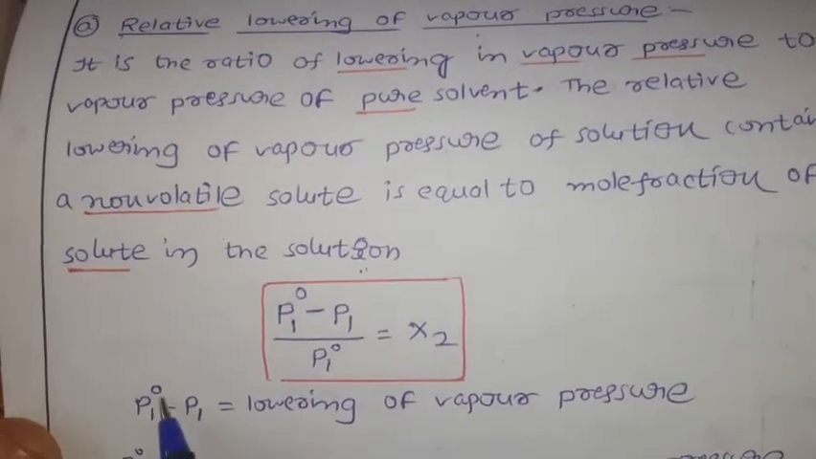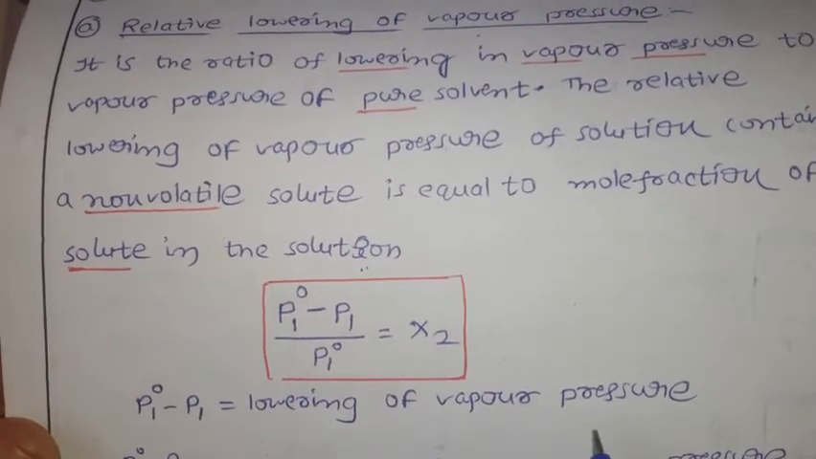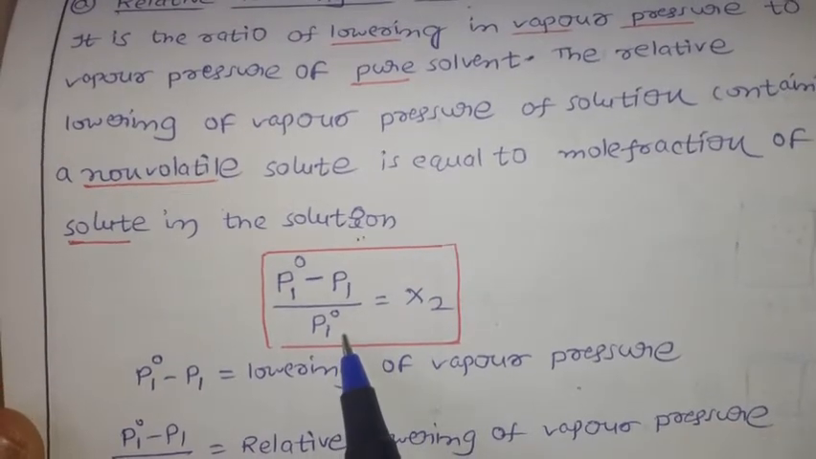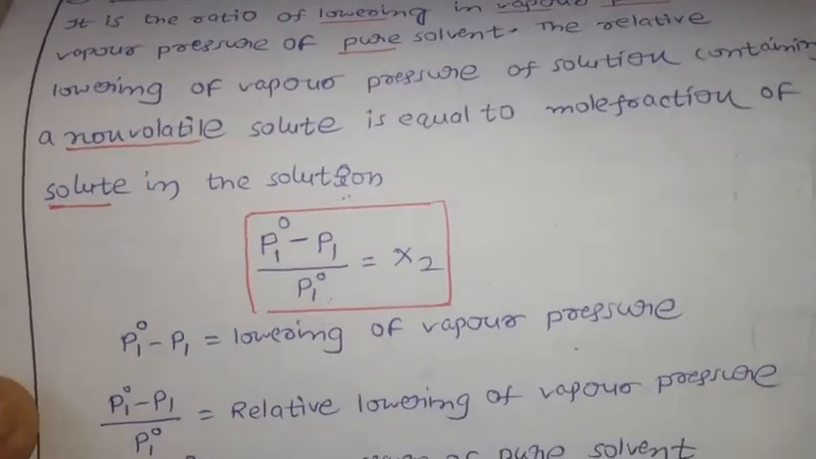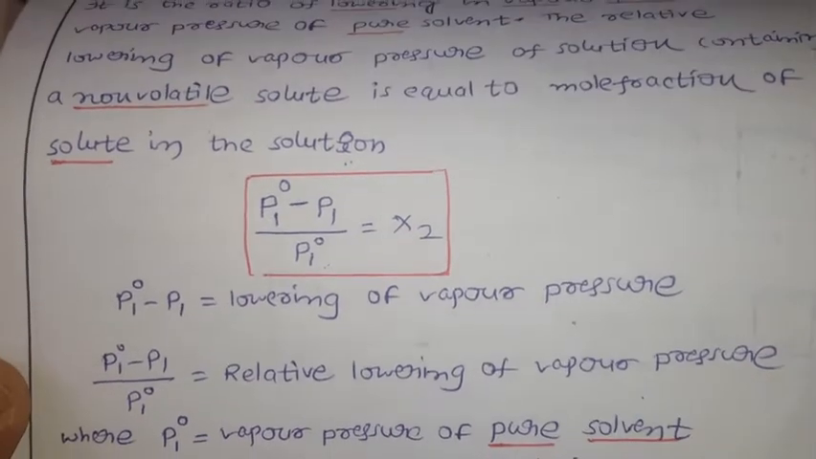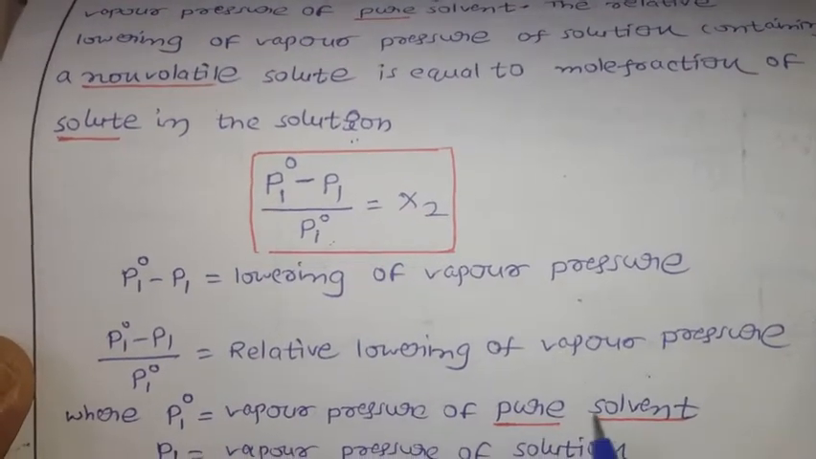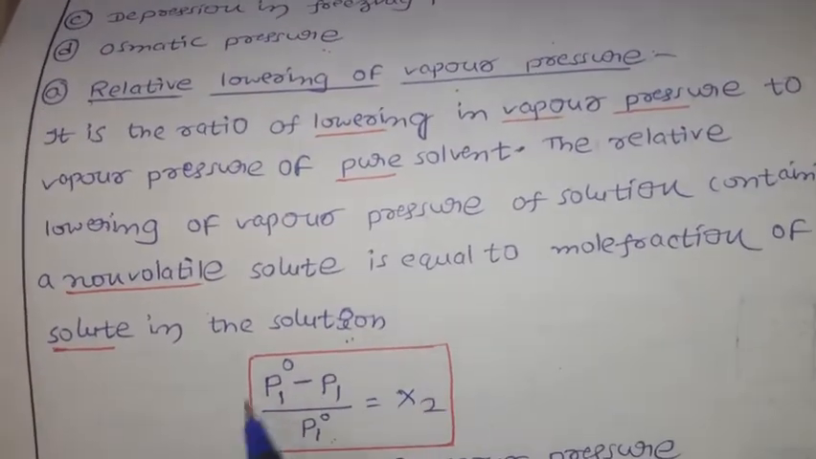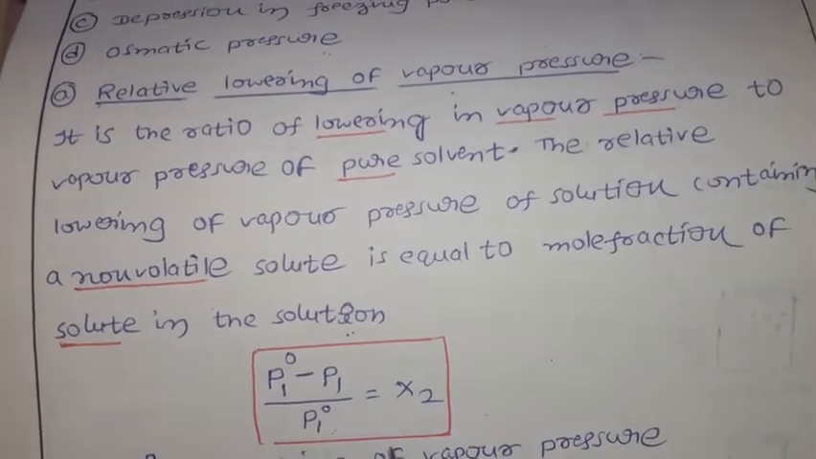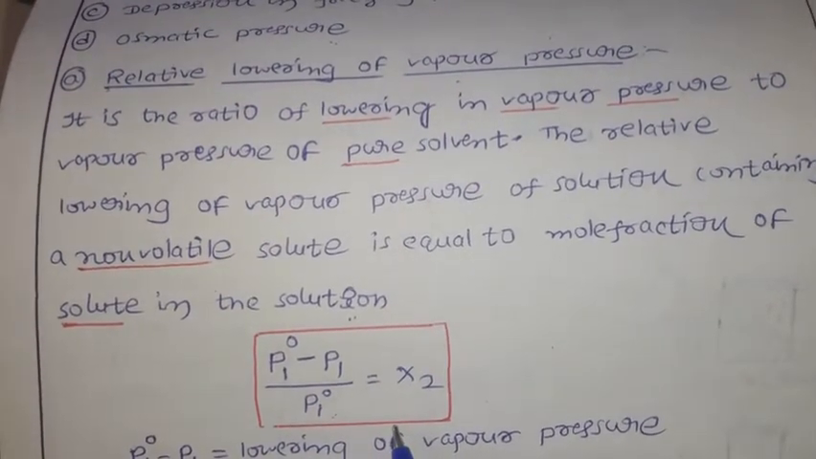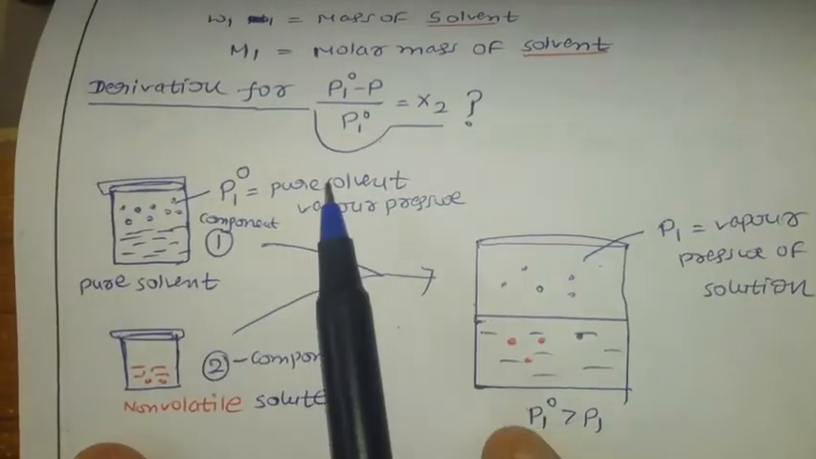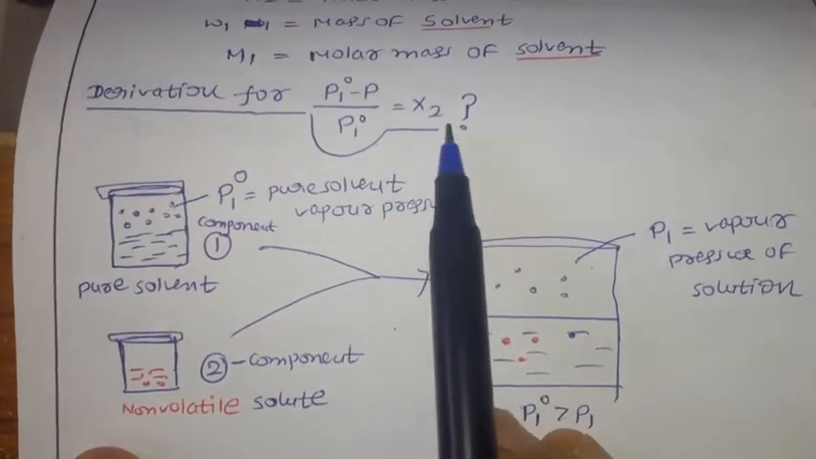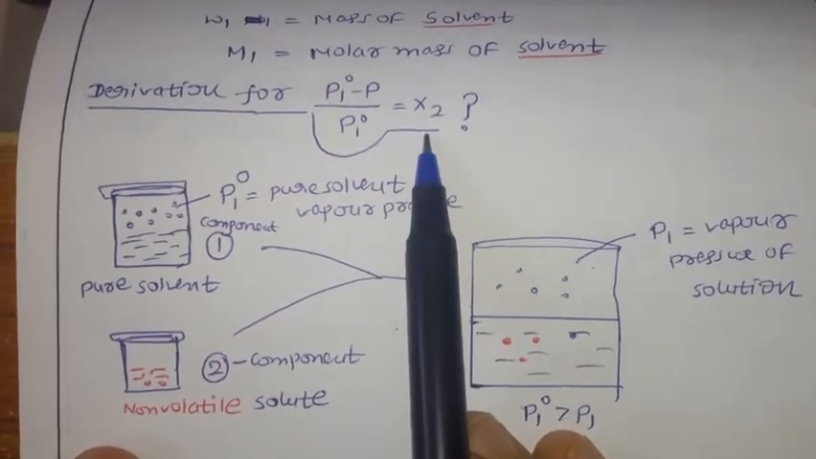Here, P1 naught minus P1 is the lowering of vapor pressure. If you divide this value by the vapor pressure of the pure solvent, it is called the relative lowering of vapor pressure. P1 naught is the vapor pressure of the pure solvent, as we already said, and P1 is the vapor pressure of the solution. Now let us see how we got this equation: the derivation of (P1 naught minus P1) divided by P1 naught equals X2, where X2 is the mole fraction of the solute only, not the solvent.